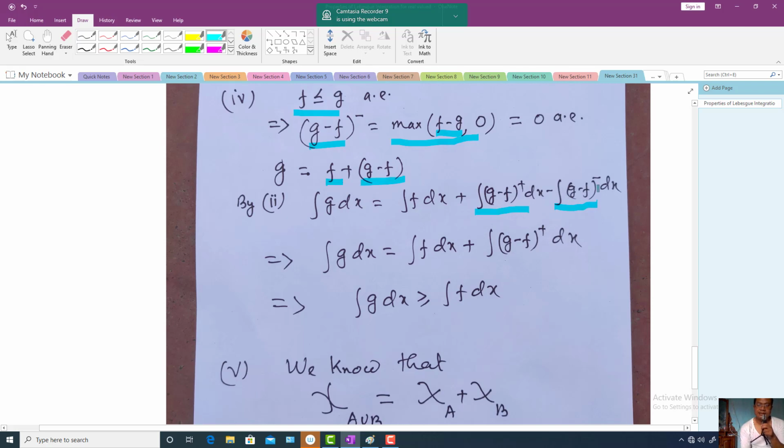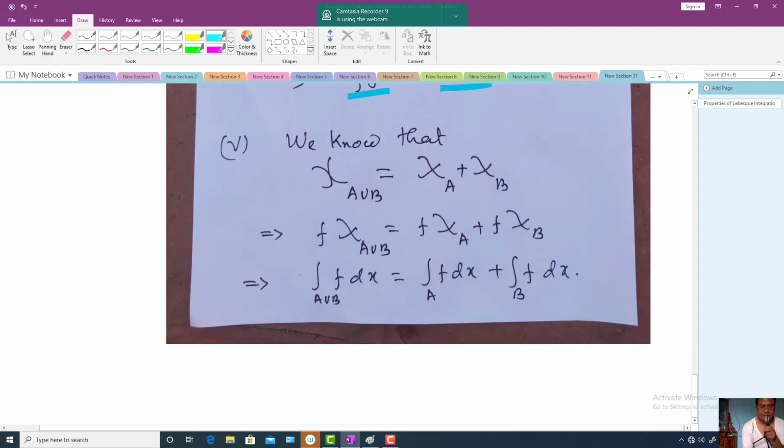But since g minus f negative part is equal to 0 almost everywhere, its integration is 0. Just now we have done this in Roman number 3. So this part is 0. This is a non-negative function, its integration is not negative. So ultimately this integration is equal to the integration of f plus some non-negative term. That means this is greater than this one, because you are getting this one after adding some non-negative number to this f. So therefore integration of g is greater than or equal to integration of f. This is obvious. So we have done Roman number 4 also.